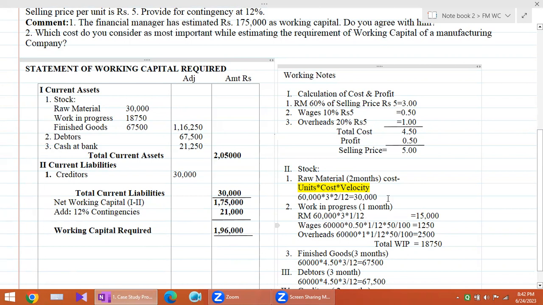I'll brief it up. This is a formula you keep always for the calculation. If a company is a manufacturing company, number of units into cost into velocity. This is the most common formula. So velocity is nothing but time lag. So this is common for everything.